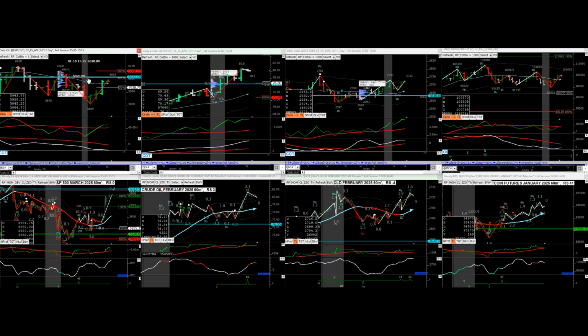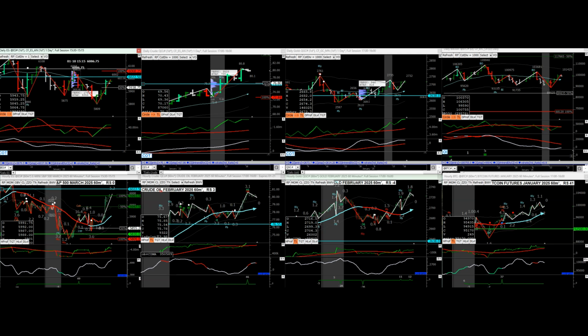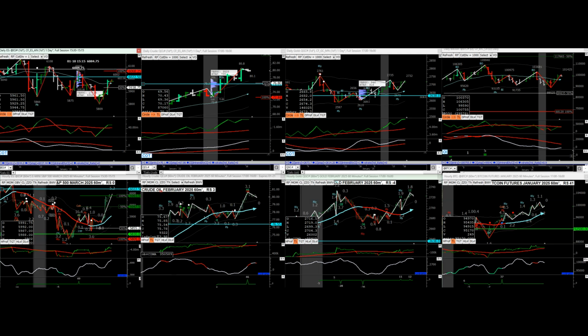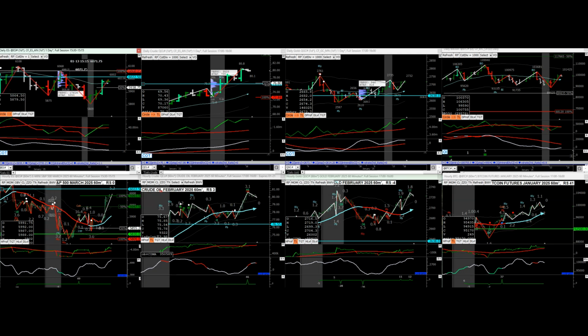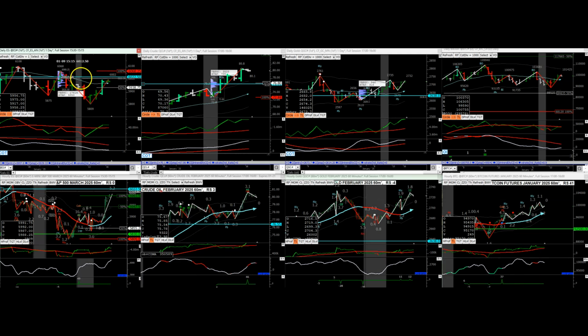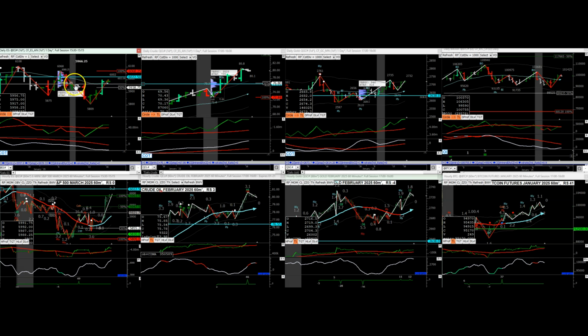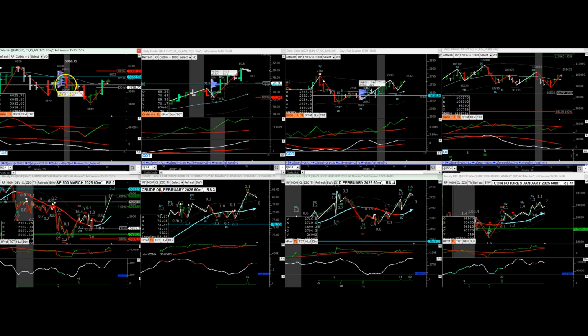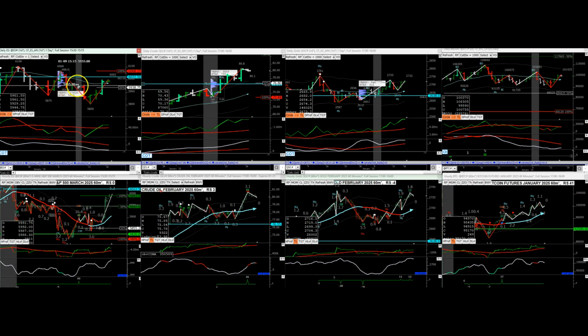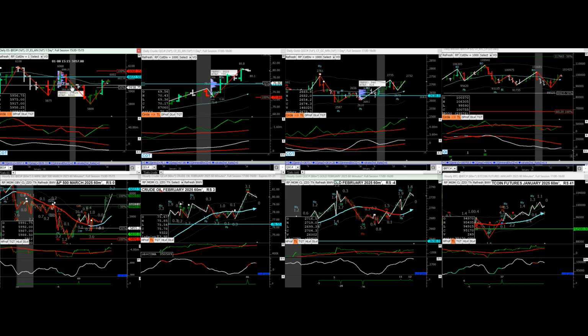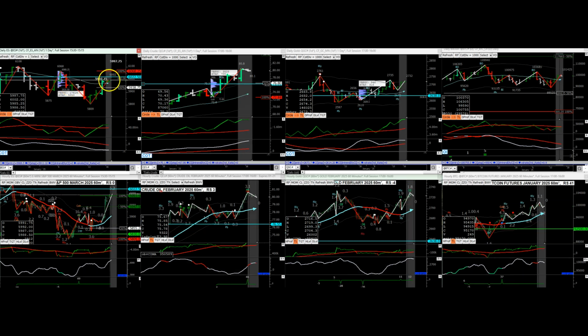ES also at 6,022.50. I want to see if it tags that level and how it reacts, because it already got above this high. It already got above this level. So the sellers here could not hold back the buyers. They could not hold back the buyers.